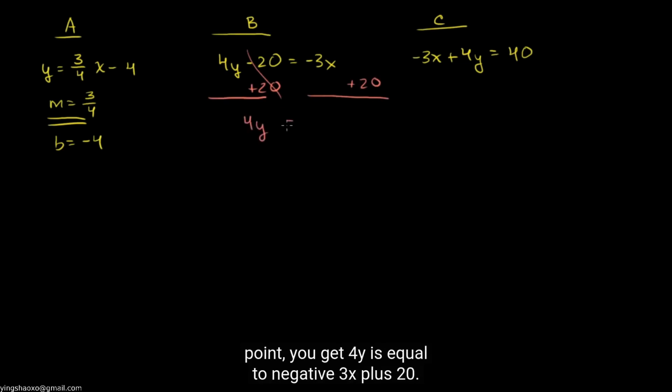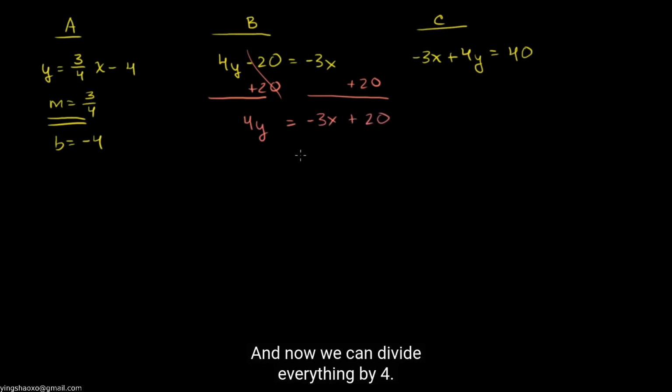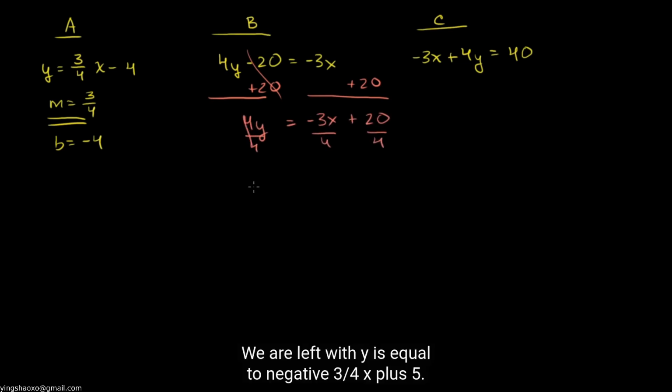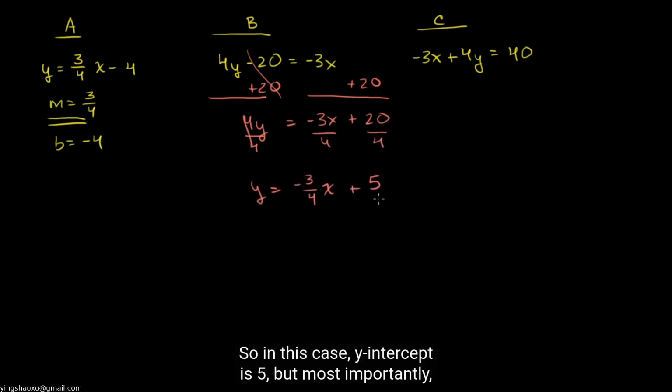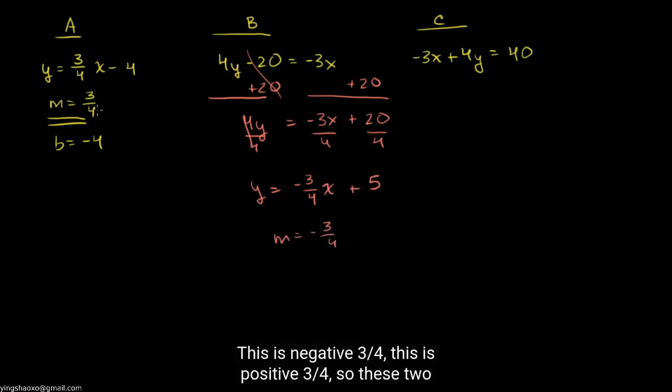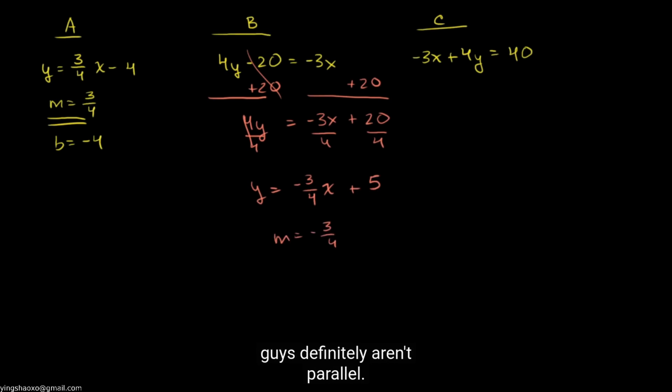You get 4y is equal to negative 3x plus 20. And now we can divide everything by 4, just dividing both sides of this equation by 4. We are left with y is equal to negative 3/4 x plus 5. So in this case, the y-intercept is 5, but most importantly, the slope is negative 3/4. So it's different than this one. This is negative 3/4, this is positive 3/4. So these two definitely aren't parallel.